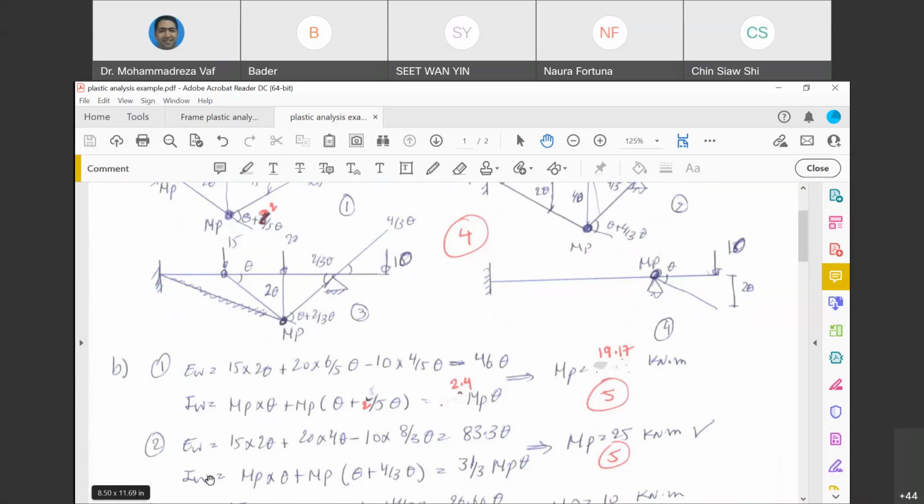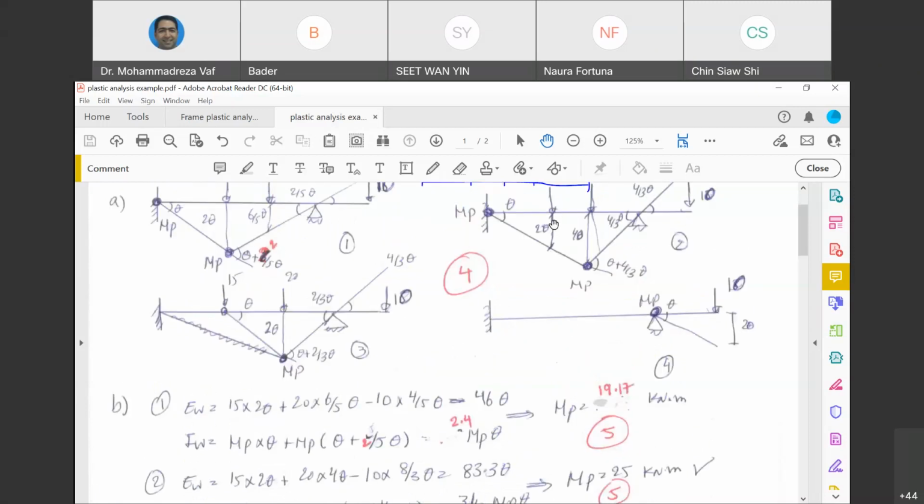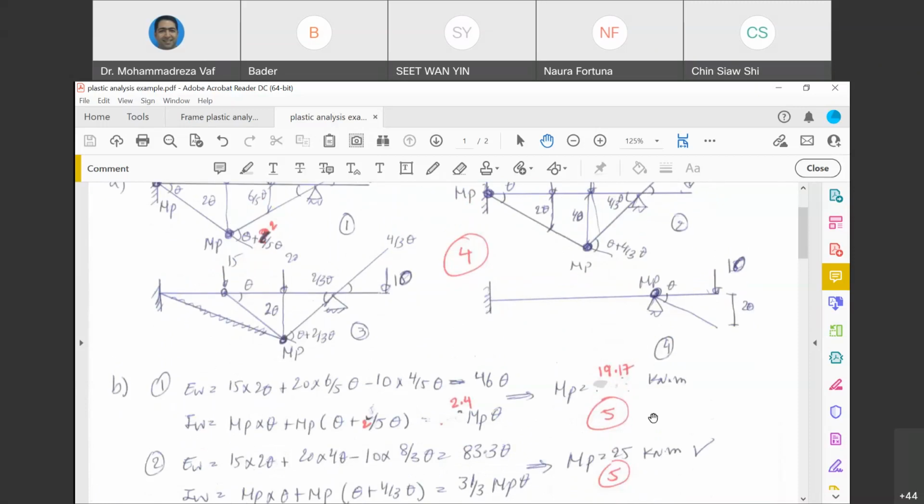So if you equate internal work to external work, you get 25 kilonewton meter. That means in order to avoid this collapse mechanism, you need to have a section that gives you 25 kilonewton meter MP. Now we go to the third one.